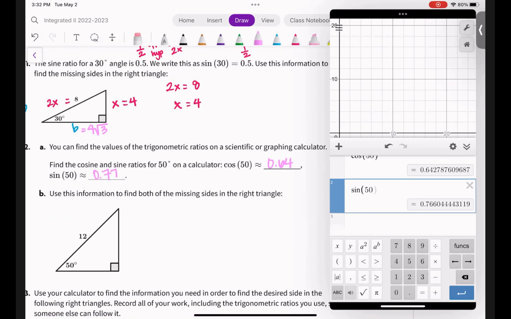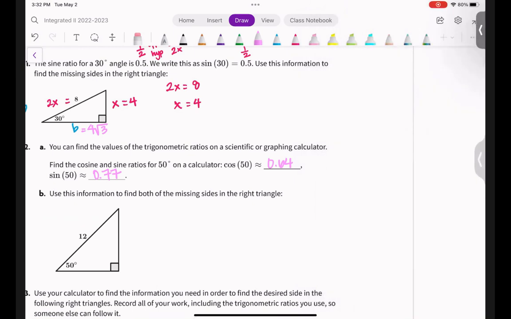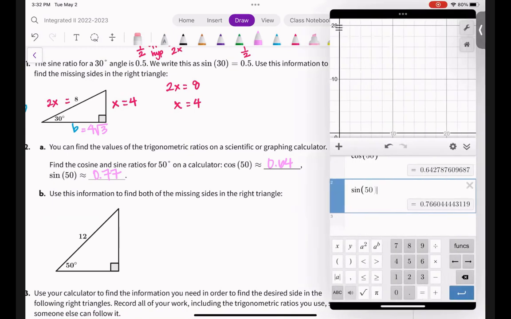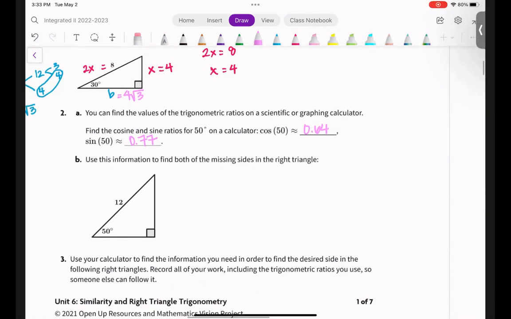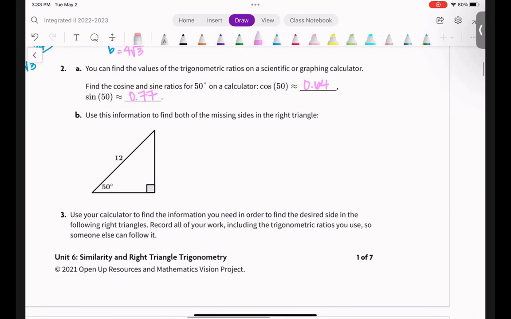So 0.77. Now, Ms. Johnson, you said that you like to write your sine in fraction form. How come you didn't write it here? Because it came off the calculator. And if I put it in a fraction, then just leave it as a decimal for now. Okay. So I will say, for the most part, you'll see me using a lot of fractions. So it says, use this information to find both the missing sides in the right triangle.